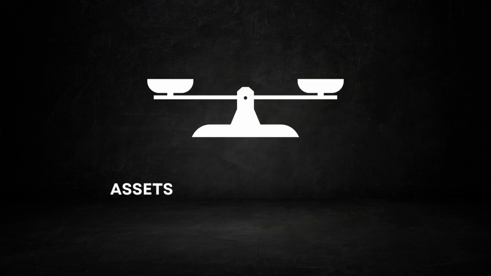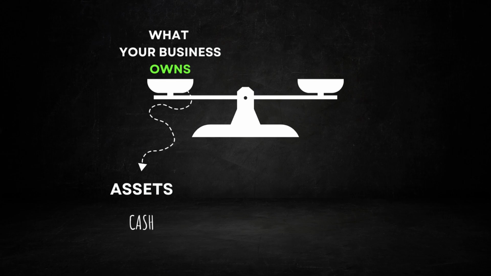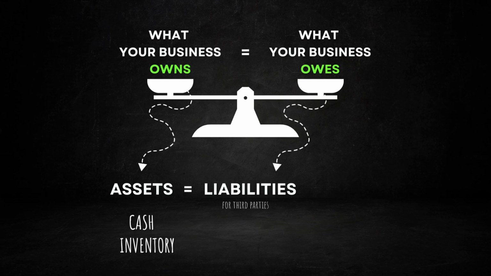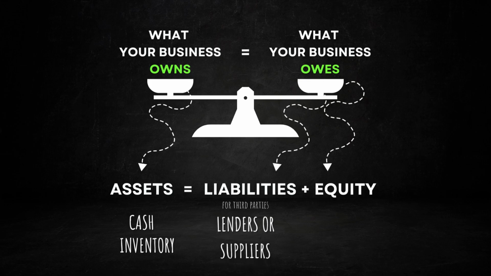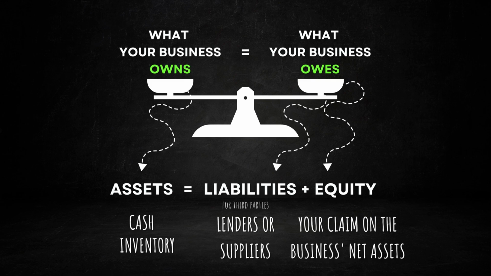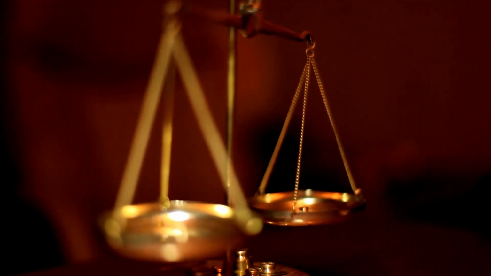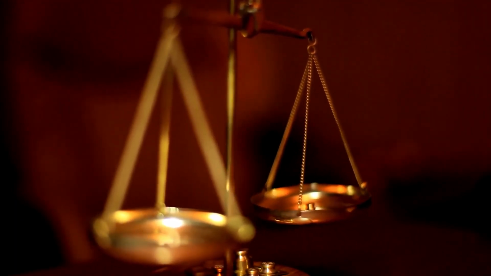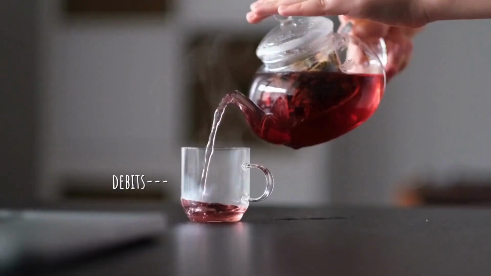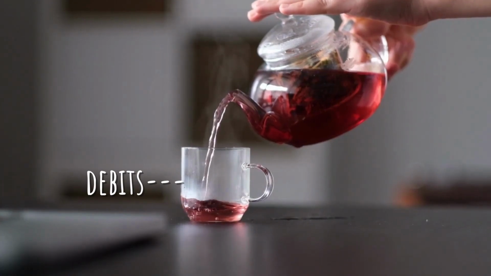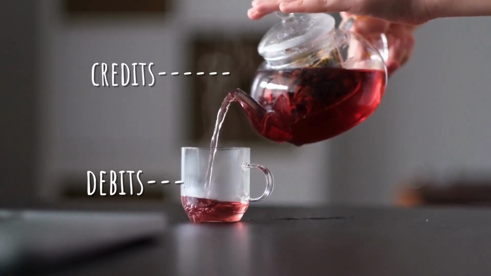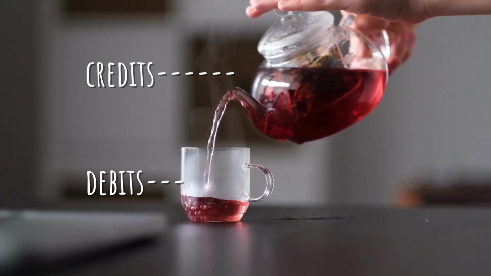Assets are valuable resources that your business owns, such as cash and inventory. Liabilities represent what your business owes to third-party lenders or suppliers, while equity represents your claim on the business's net assets. The accounting equation revolutionized the way transactions are recorded. Every transaction has at least two equal and opposite sides. To maintain balance, we use debits and credits. Debits reflect the destinations where economic benefit flows, while credits represent the sources from which it flows.